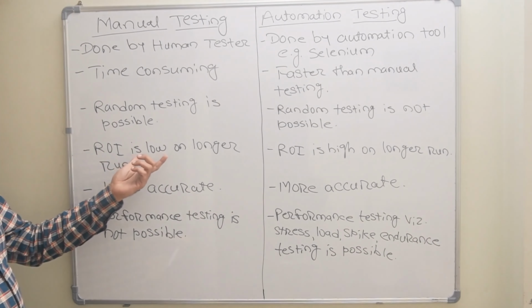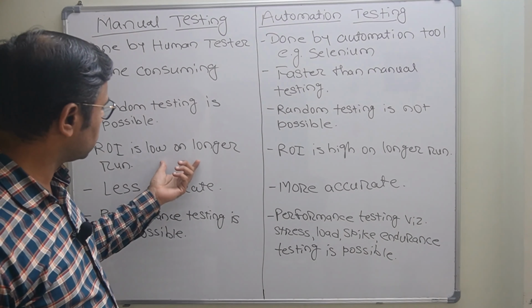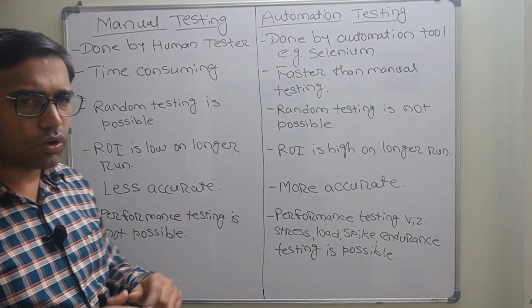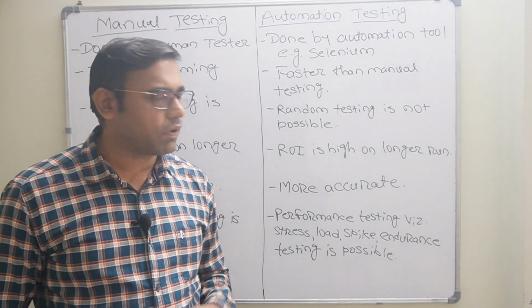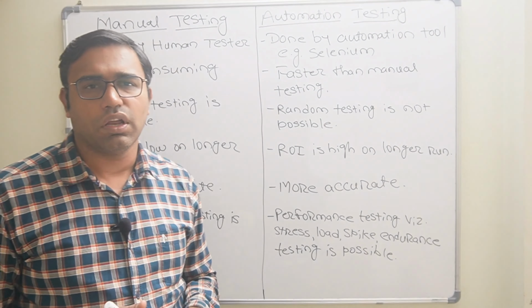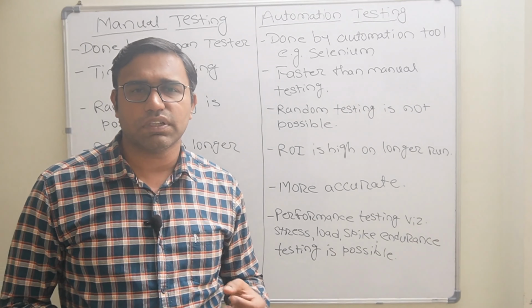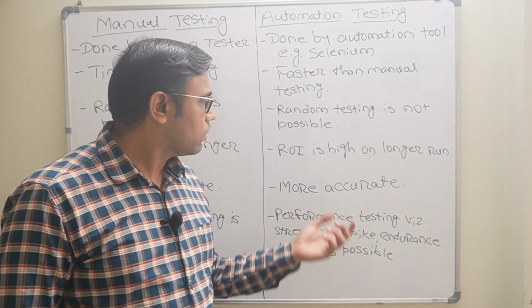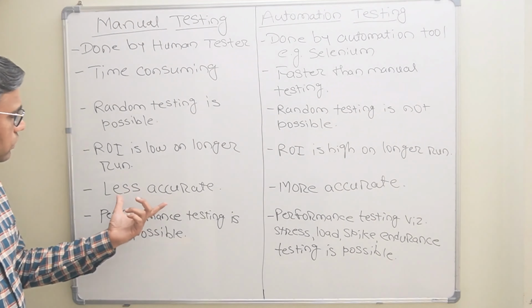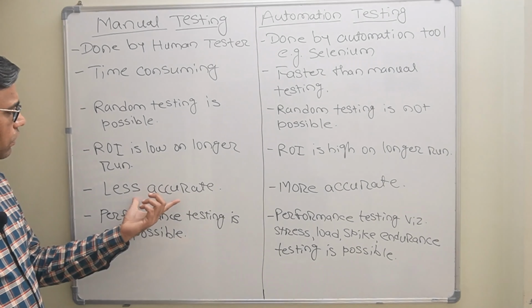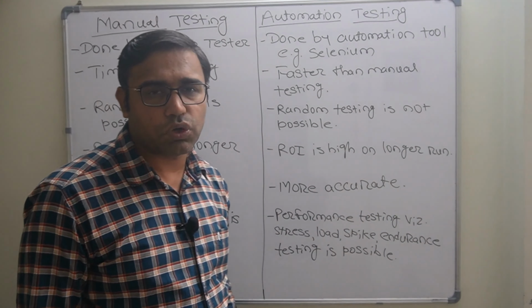Then return on investment. In manual testing, return on investment is low in the longer run. Since you have to bring more number of people, return on investment is low. But once you set the environment for automation testing, once you set the automation tool, that can be used a number of times. So return on investment is always high in case of automation testing. Since there is involvement of human, manual testing is less accurate, while automation testing is more accurate.